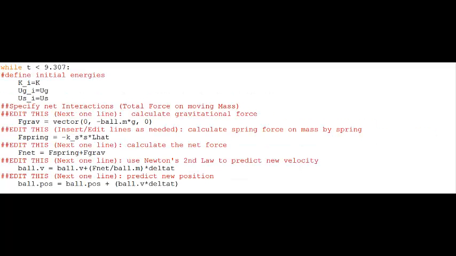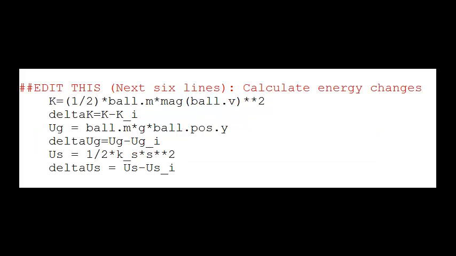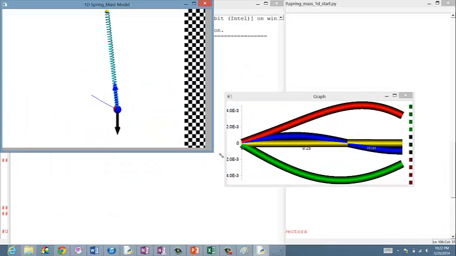Now in the while loop, looping while time is below 9.307 seconds, we begin with our initial energies, and we then plug in the force of gravity and the force of the spring so we can obtain the net force. And as we have done in previous labs, we have Newton's second law and our position formula updating with every iteration through the loop. Then all of this is the same as above, just updating the spring. These lines of code calculate the energy changes by using the values we gave it above and subtracting them from the initial energies also defined above. We can then run our code and it produces this.